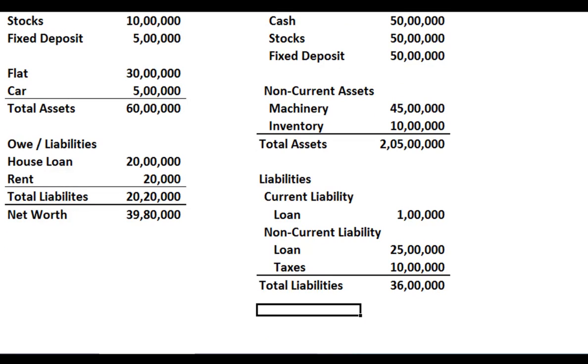Now, similarly, the small company has assets, it has liabilities. So what is the company finally worth? It's not very different from how we calculated what you're worth. The net worth of this company is nothing but its total assets minus its total liabilities.